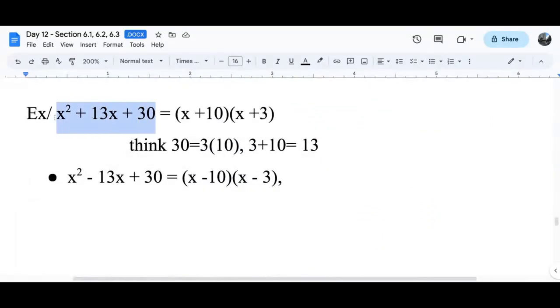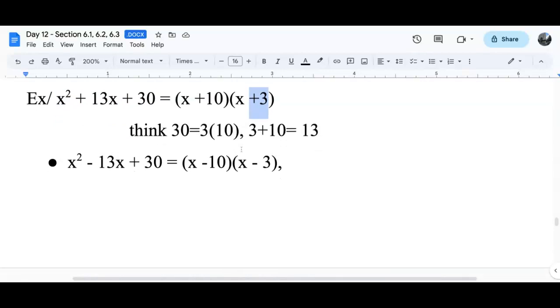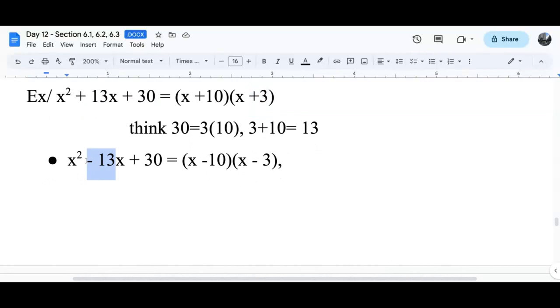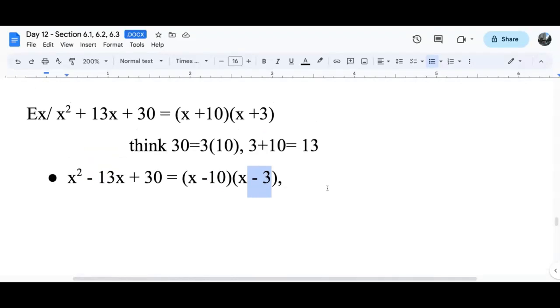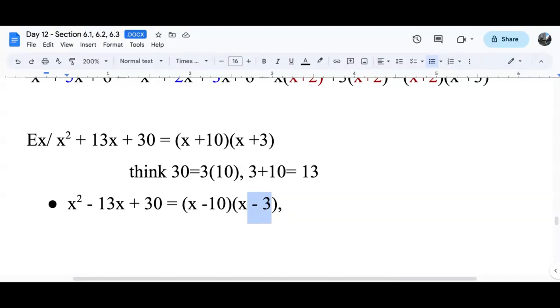Let's see this one. I think about m plus n equals 13. m times n is 30. There got to be 10 and 3, right? So we factor as x plus 10, x plus 3. For negative 13x, we just change 10 and 3 to be negative. We have x minus 10 times x minus 3. Any questions?